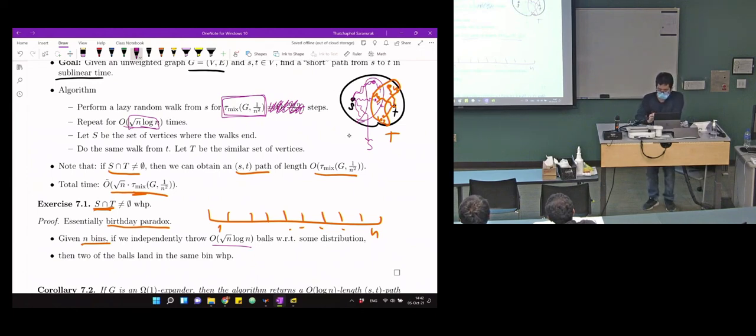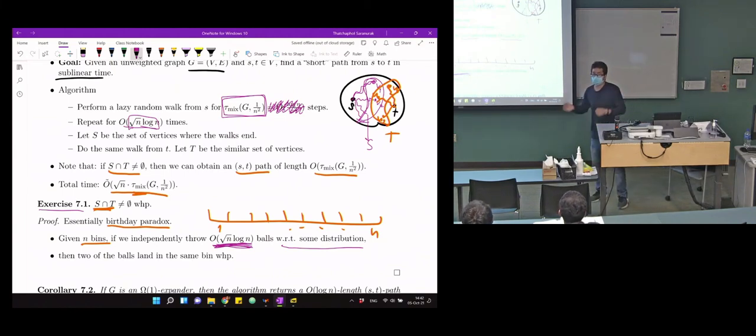And here you can think about it the same way, or I explain more in the exercise question. By the way, when I throw the balls, it's just according to some distribution. It doesn't need to be a uniform distribution. If the distribution is more skewed, that is, not uniform, it's actually better. It's easier for you to collide.